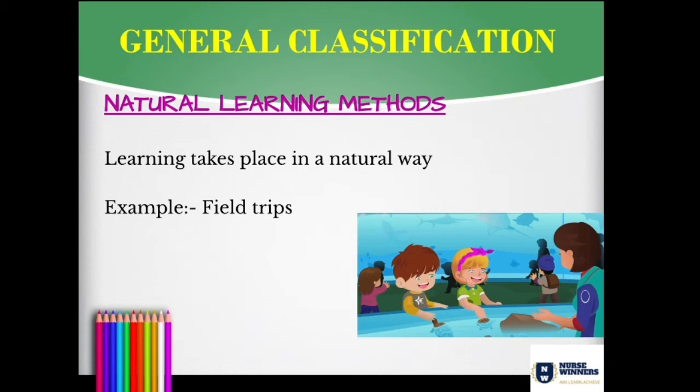The third method is natural learning methods. The term itself says it is a method where we focus more on learning naturally. Here the learning takes place in a natural way. A very good example is a field trip. You might have gone for educational visits. Why do we take you all for educational visits? It is because when you go there, watch by yourself, and when you touch, when you feel, and when you listen, when you see, gradually you learn a particular topic.